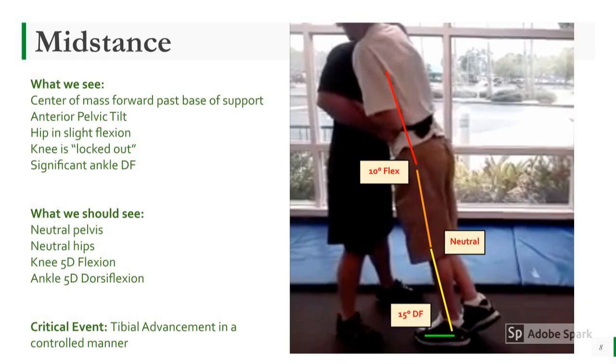In the image above, we can see that the patient is achieving the critical event of tibial advancement. However, it is in a very uncontrolled manner, as you can see by him having his base of support well behind his center of mass. Additionally, his stance limb knee is locked out. He's using his ligaments in his joint to support his weight instead of his glutes, quads, and plantar flexors.